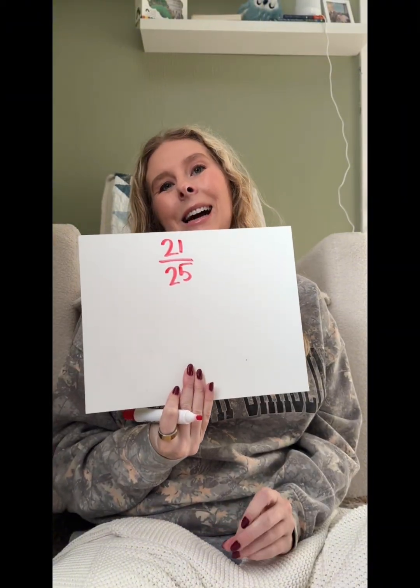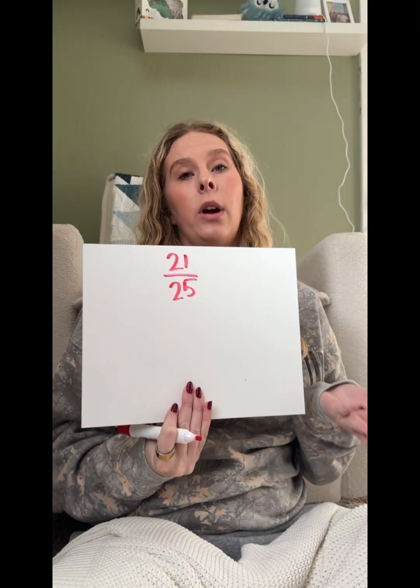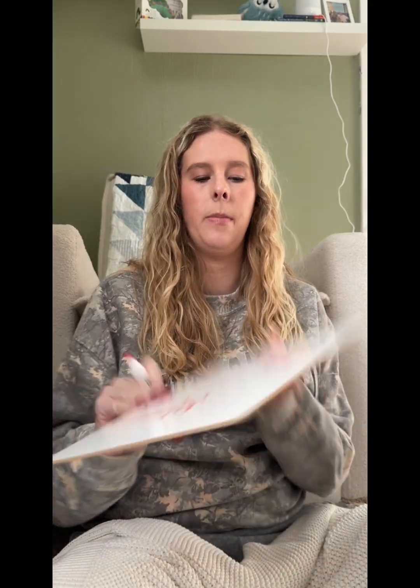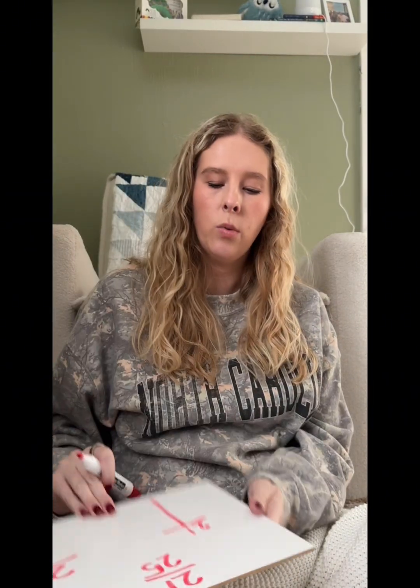All right, so what if there's one like 21/25? And you're like, I don't know. Well, you need to find the greatest common factor and then we'll see. To do that, we're going to write out 21 and make a T-chart, 25 and make a T-chart. Okay, so 21, we have 1 times 21.